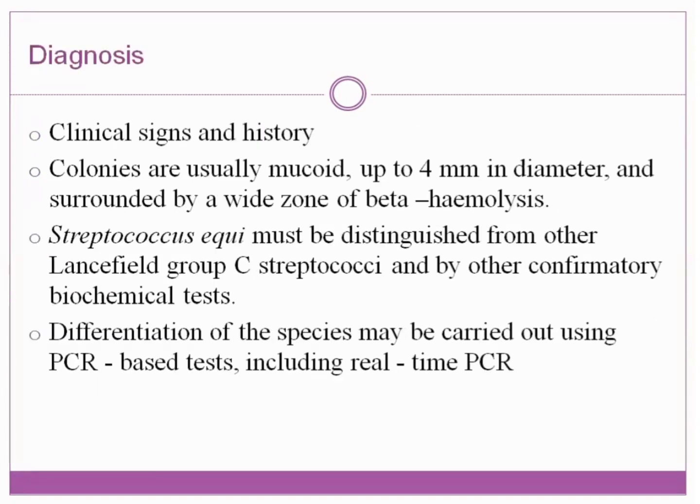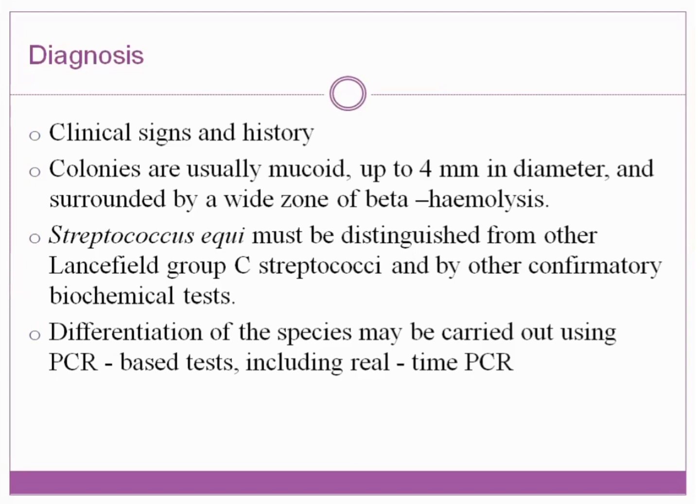For diagnosis, the clinical signs and history indicate infection of Streptococcus equi in the horse. Colonies are usually mucoid, up to 4 mm in diameter, and surrounded by a wide zone of beta hemolysis. On laboratory media, Streptococcus equi must be distinguished from other Lancefield group C streptococci, and other confirmatory biochemical tests are required for the confirmatory identification of Streptococcus equi.